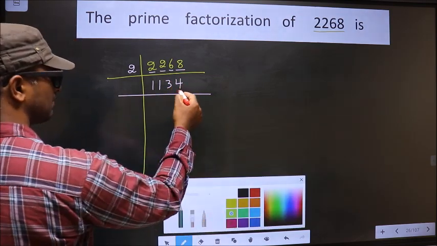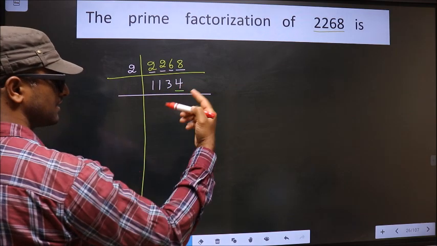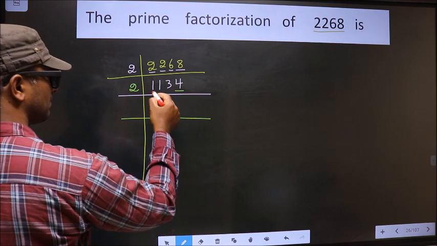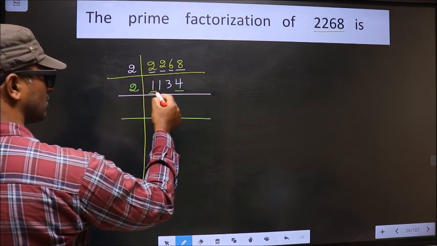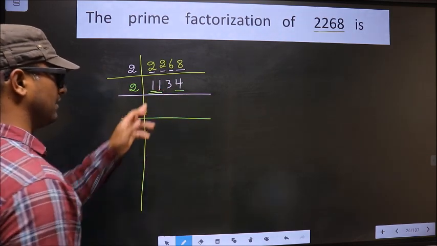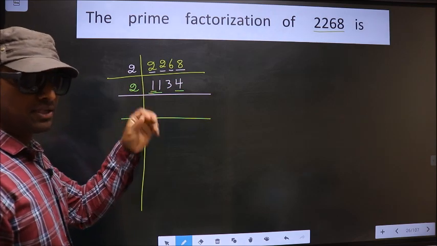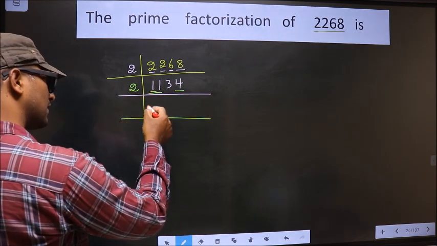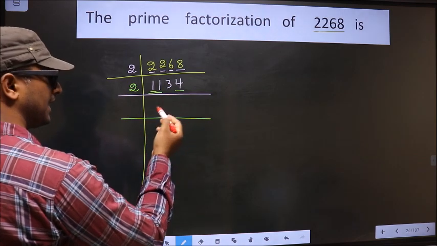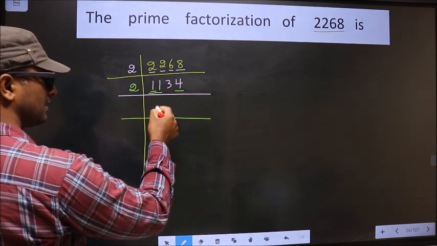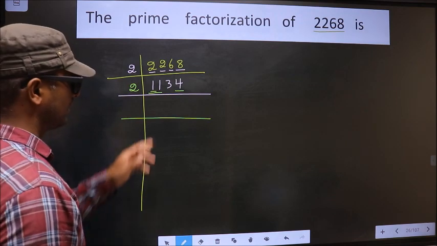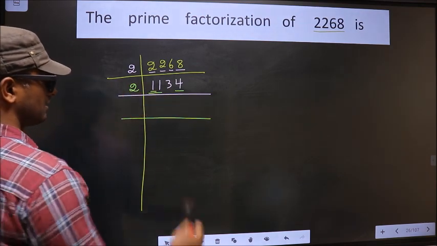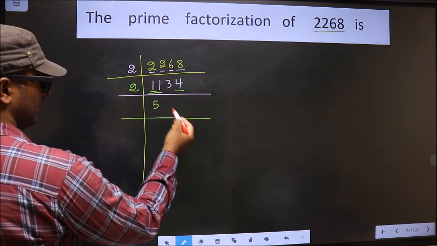Now for this number, the last digit is 4, which is even. So we take 2 here. The first number is 1, 1 smaller than 2, so we take 2 numbers, that is 11. Whenever you take 2 numbers, compulsory you should put 0. At the start, whether I put 0 or not, it doesn't make any difference, so I am not writing 0 here. Here we have 11, a number close to 11 in 2 table is 2 5's 10.